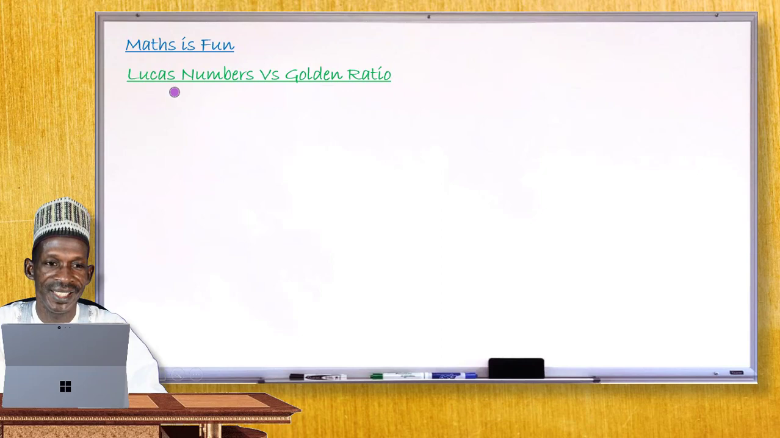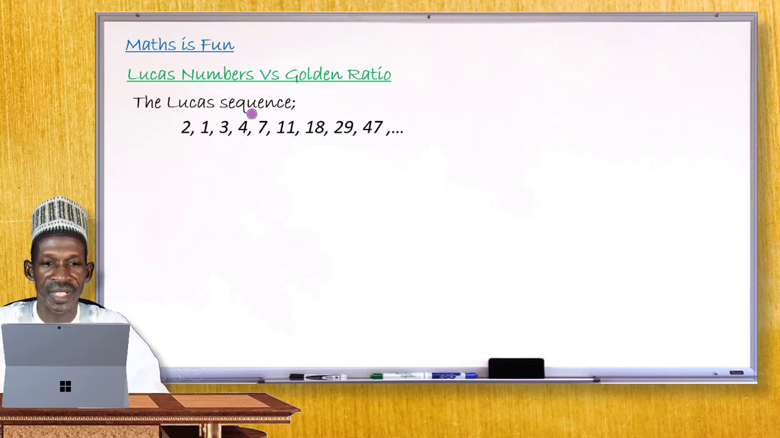So let us learn the relationship between numbers in the Lucas sequence and the golden ratio. Let's just try to recall what Lucas numbers are. Lucas numbers start with 2 and 1, and other numbers are obtained by adding the last two to get the next term. So addition of 2 and 1 gives you 3. Addition of 1 and 3 gives you 4. Addition of 3 and 4 gives you 7. Addition of 4 and 7 gives you 11. This is what we call the Lucas sequence.